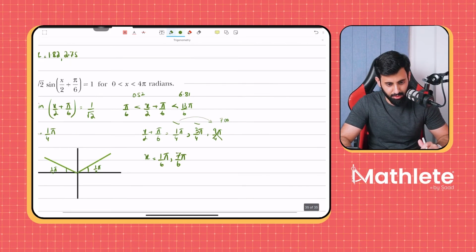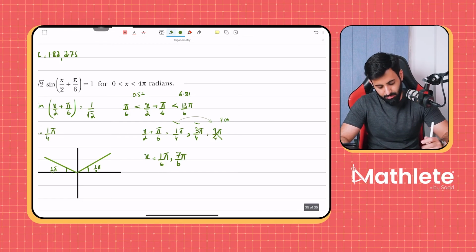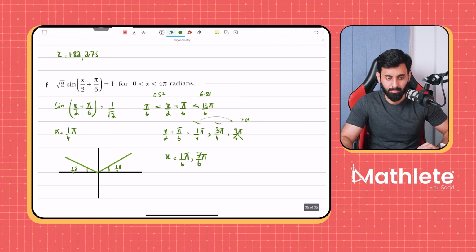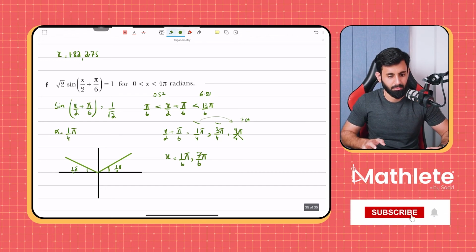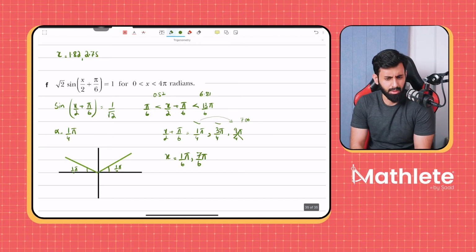So don't freak out if you see 1 upon 6 pi written as pi upon 6. Okay, it's the same thing. Sir, yeah, go ahead. For every question like this, do we need to have minimum 2 values for x, or can we have one? No, you can have one as well.